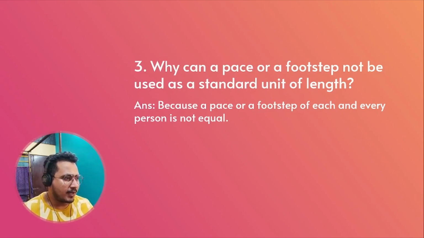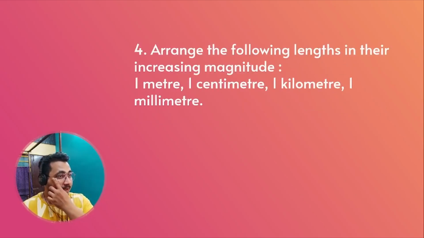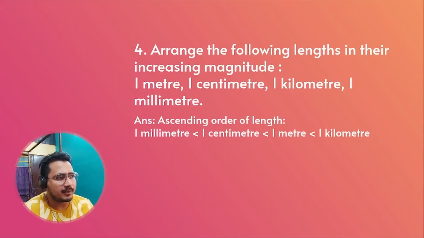Okay, so let's look at our next question. There are some units given. You have to arrange them in increasing magnitude, like from smaller to the larger number. First will be millimeter, then centimeter, then meter, then kilometer. That is very easy. Let's look at the answer. Millimeter, then the centimeter, then the meter, then the kilometer.